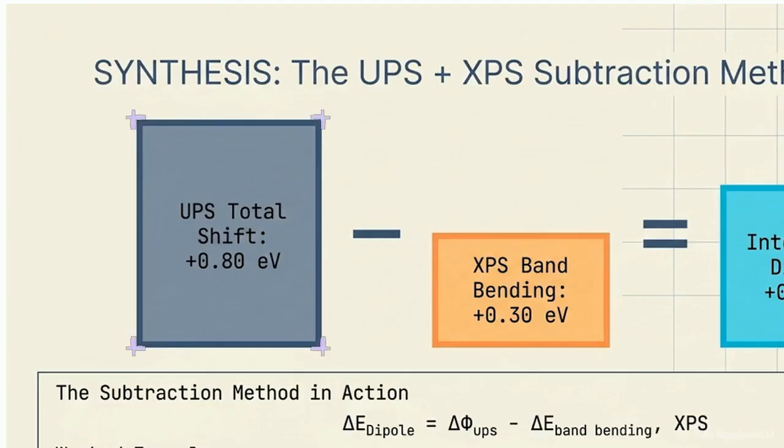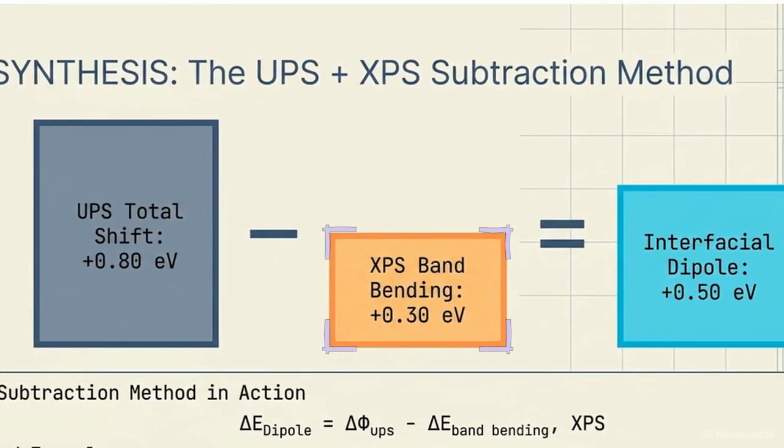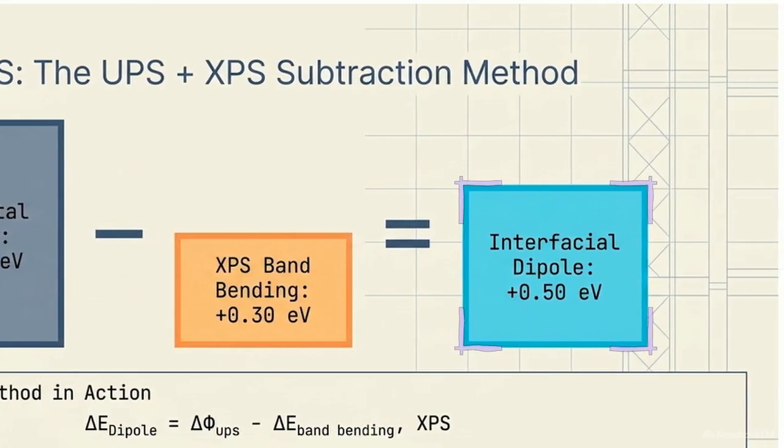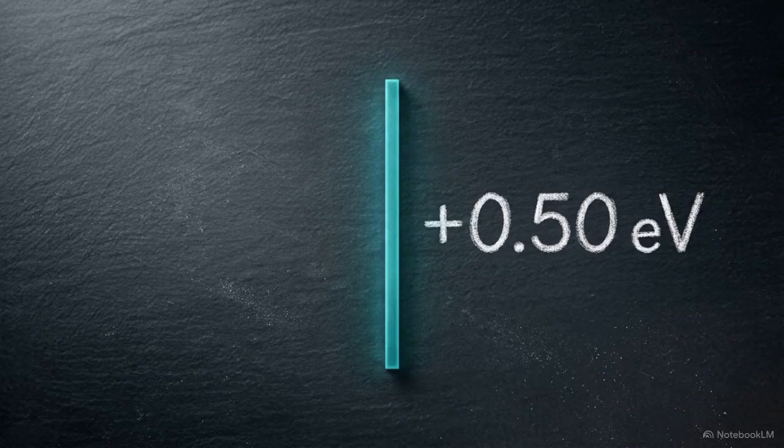Let's subtract the datasets. A UPS total shift of positive 0.80 electron volts minus an XPS band bending shift of positive 0.30 electron volts leaves exactly positive 0.50 electron volts, the pure, abrupt energy step caused solely by the interfacial dipole. This separation resolves a composite surface reading into a specific, defensible value for the microscopic dipole.